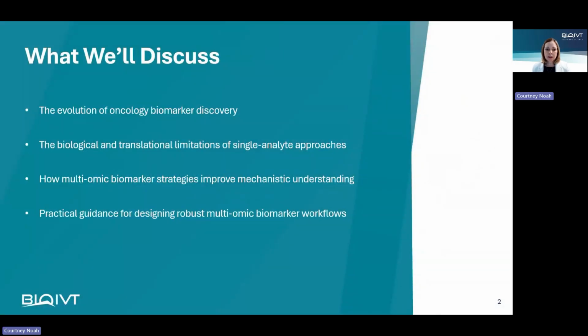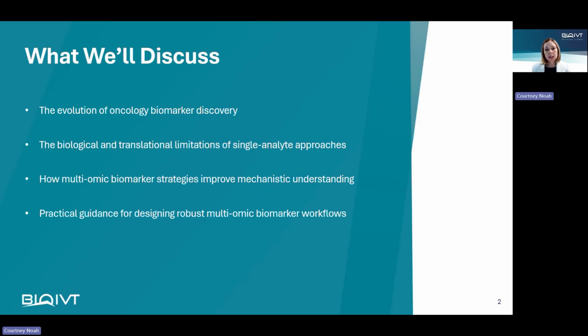First, we'll take a historical look at the evolution of oncology biomarker discovery. And as we'll see with each technology, we gained information, but then we also created an important clinical problem or saw an additional biological limitation that came with each new insight.